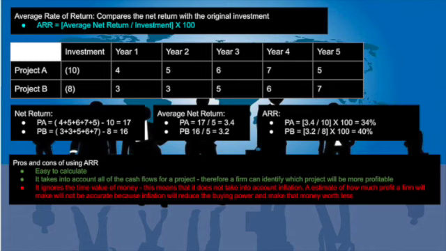And again, there's pros and cons for using the AIR. So it's easy to calculate, and this time it takes into account all the cash flows for a project. Therefore, a firm can identify which project will be more profitable. However, it ignores the time value of money, which I was saying again in the last video. So this means that it does not take into account inflation. An estimate of how much profit a firm will make will not be accurate because inflation will reduce the buying power and make the money worth less. For example, £100 today will be able to buy more products compared to £100 maybe next year, just because the price of products have increased. So hopefully that makes sense.